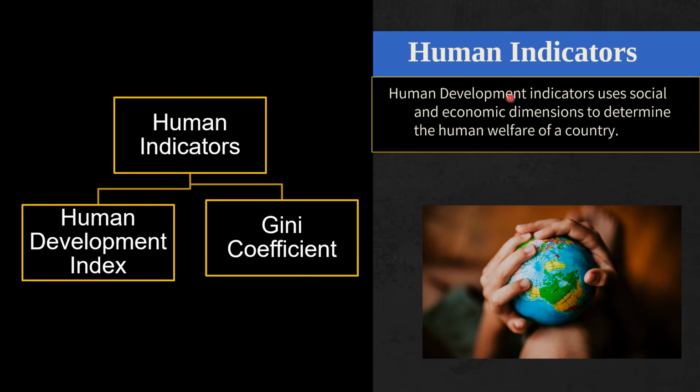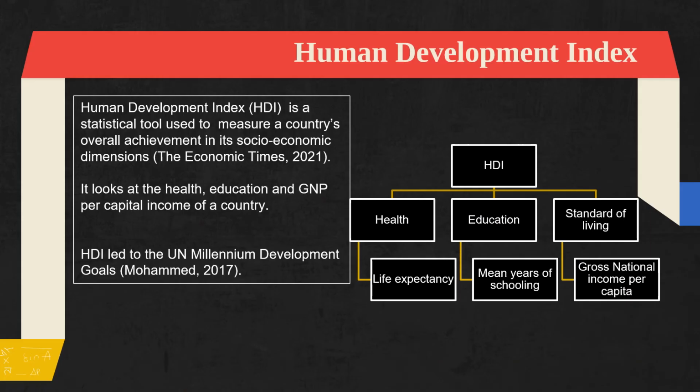Now, human development indicators use social and economic dimensions to determine the human welfare of a country. Therefore, when you look at the Human Development Index, you will see that they use both social and economic dimensions to determine how developed a country is. The Human Development Index is therefore a statistical tool used to measure a country's overall achievement in its socio-economic dimensions. They look at health or life expectancy, education, the years of schooling, standard of living, and they look at the income per capita within a country.